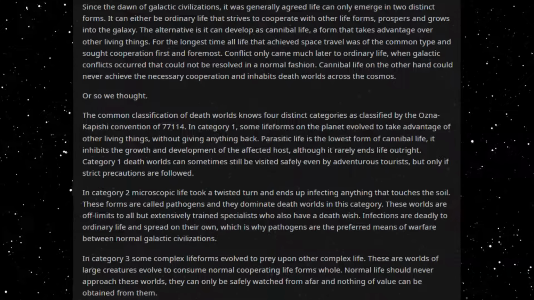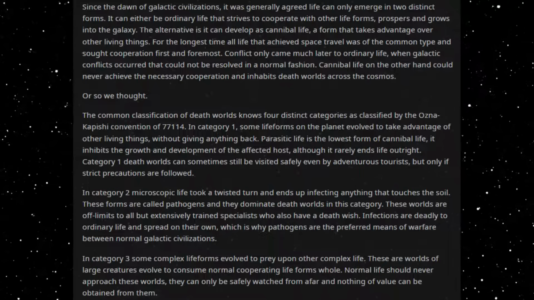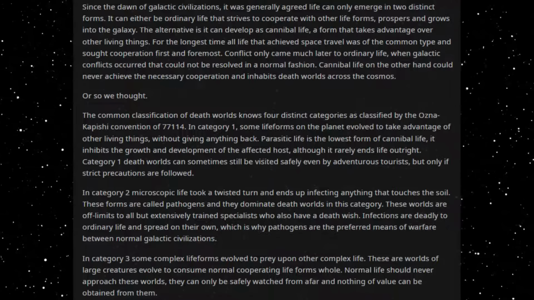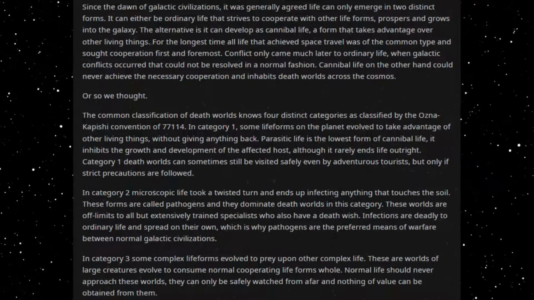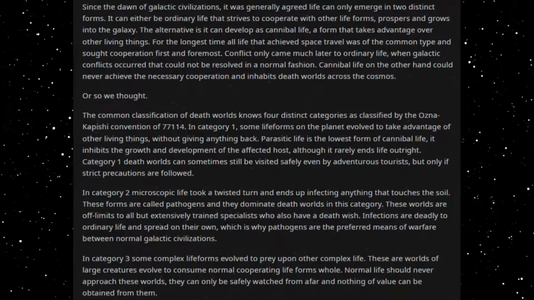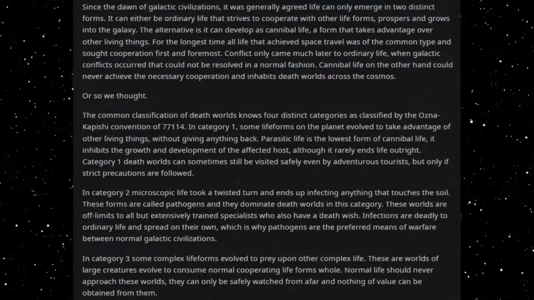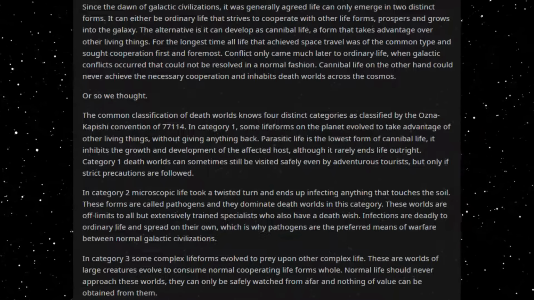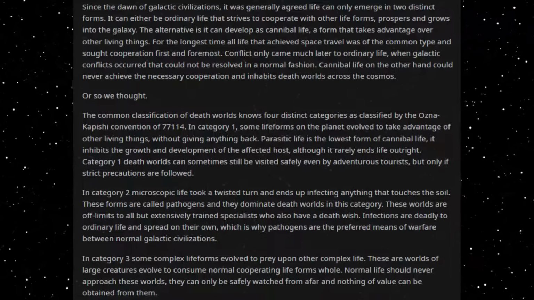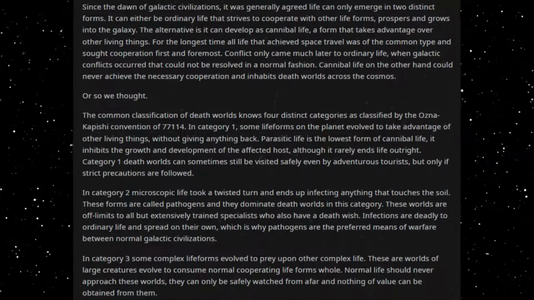The common classification of death worlds knows four distinct categories, as classified by the Osner-Capisci Convention of 77114. In Category 1, some life forms on the planet evolved to take advantage of other living things, without giving anything back. Parasitic life is the lowest form of cannibal life. It inhibits the growth and development of the affected host, although it rarely ends life outright.